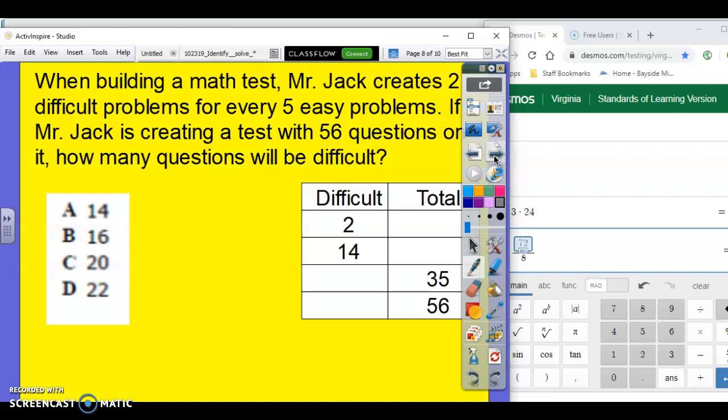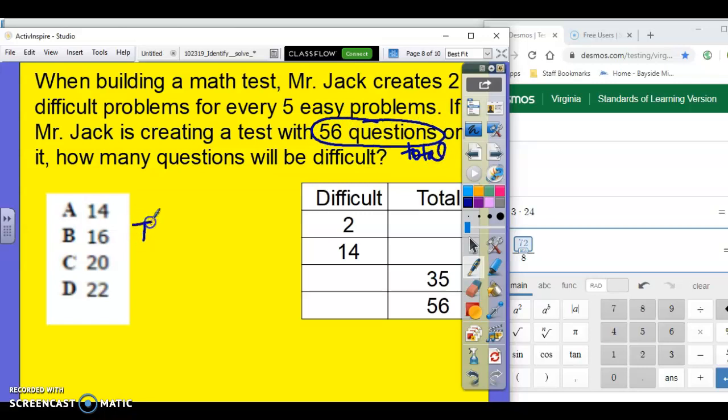All right, next question. When building a math test, Mr. Jack creates 2 difficult problems for every 5 easy problems. If Mr. Jack is creating a test with 56 questions on it, how many will be difficult? So it gives you a whole bunch of different stuff. It says 2 difficult, 5 easy, but then the question part says if he's creating a test with 56 questions, so that means total. So we need to use that.